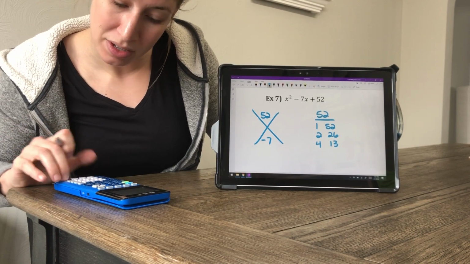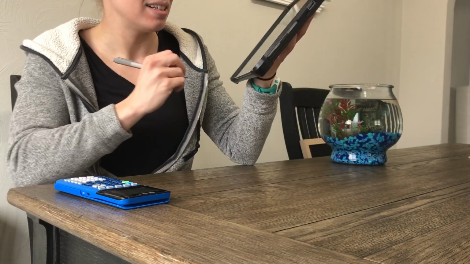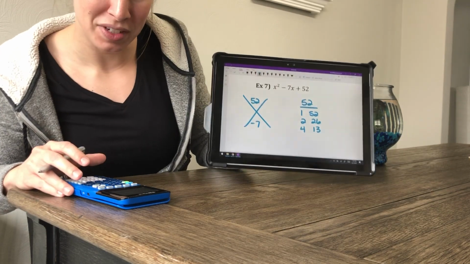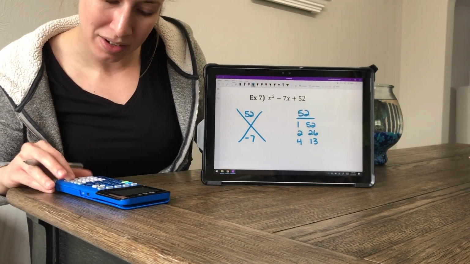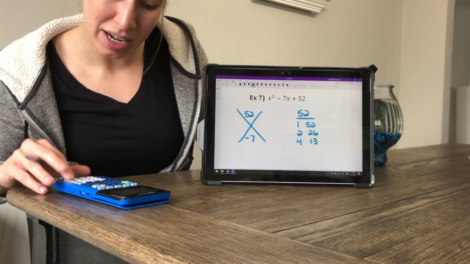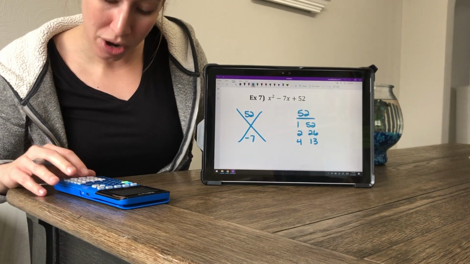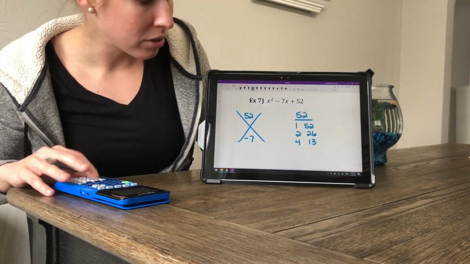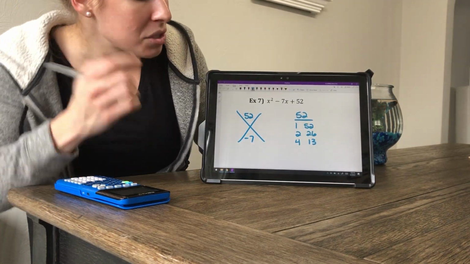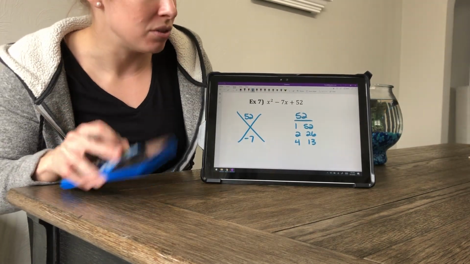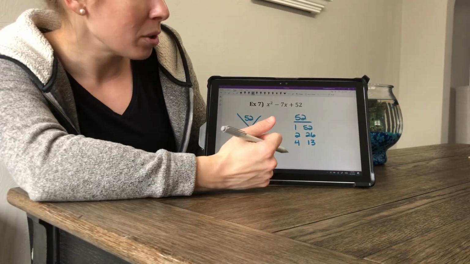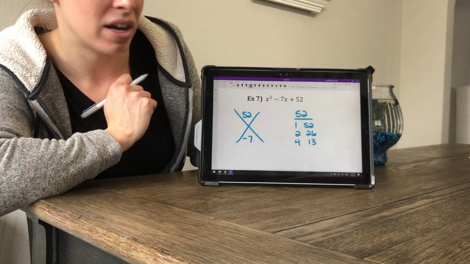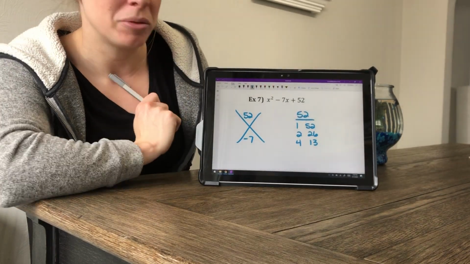52 divided by 7? No, just kidding. Yes. Wait. I did 56 for some reason. 52 divided by 7? No. 52 divided by 8? No. 52 divided by 9? No. 52 divided by 10? No. 11, 12, 13? Yes. Okay? So these are all of our factors of 52, just those 3 sets. So those are the only possibilities that could go in our X factor here, or our 2 bubbles.